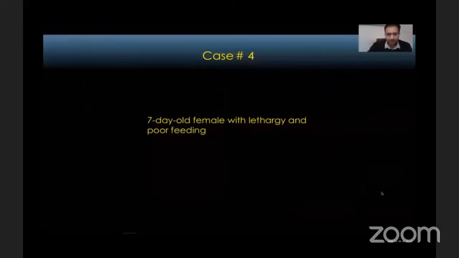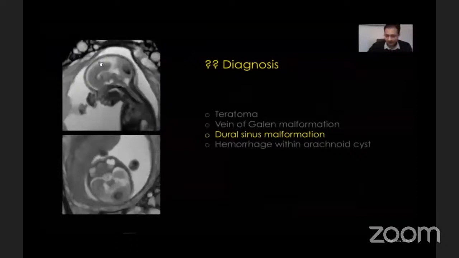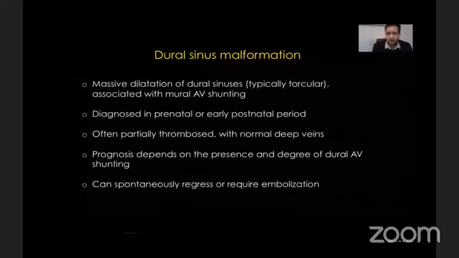So the diagnosis here is dural sinus malformation. It's a rare kind of vascular malformation, which is different from the more common vein of Galen malformation. So this is characterized by massive dilatation of the dural sinuses, typically the torcular, although it can involve the sigmoid sinus or the jugular bulb, and it's associated with mural AV shunting. The AV shunting can be difficult to demonstrate on conventional MRI or MRA, and often requires a catheter angiogram.